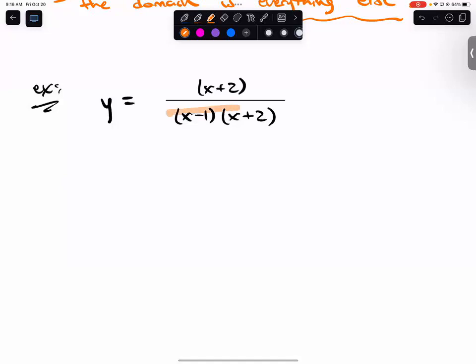So if I'm interested in finding the domain, I do the same thing, right? That doesn't change what happens with the domain. I still look at places where the denominator is 0, which would mean that the domain is still everything except -2 and 1.